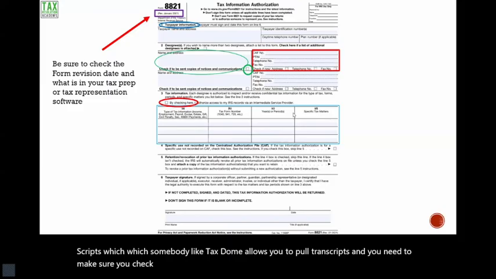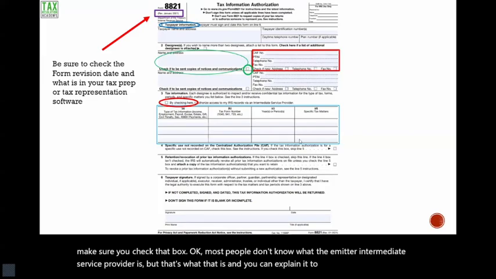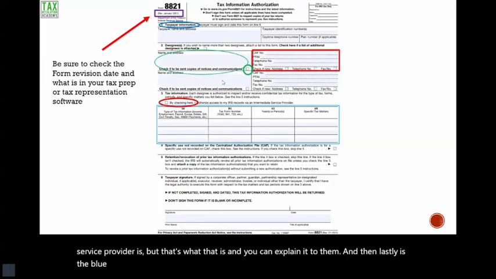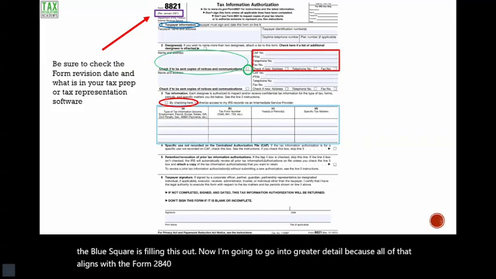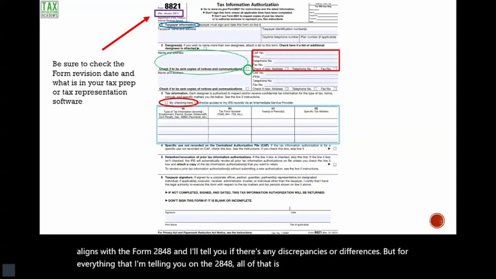Okay, most people don't know what the intermediate service provider is, but that's what that is, and you can explain it to them. And then lastly is the blue square is filling this out. Now I'm going to go into greater detail because all of that aligns with the Form 2848. And I'll tell you if there's any discrepancies or differences. But for everything that I'm telling you on the 2848, all of that is going to apply there.